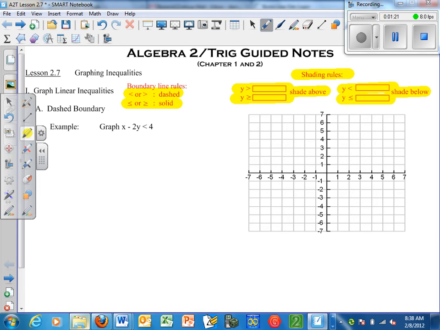Those will not be given to you. So study those, make sure you know them. First one we're going to look at is linear inequalities, and this is a little bit of review. You've done this in the past. You need to get in slope-intercept form first.